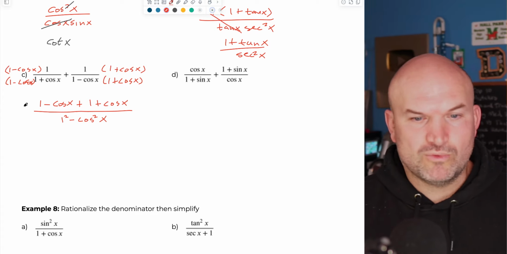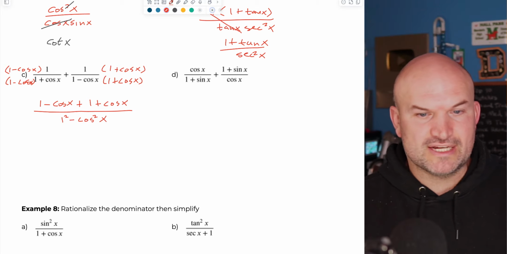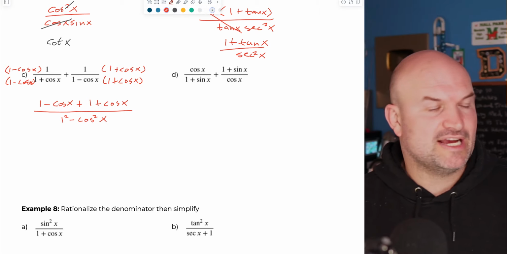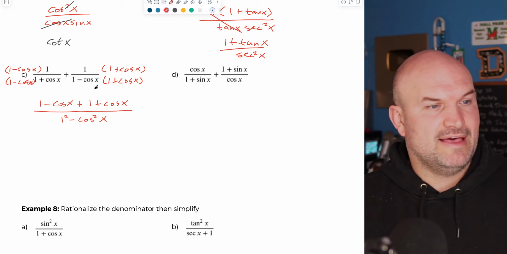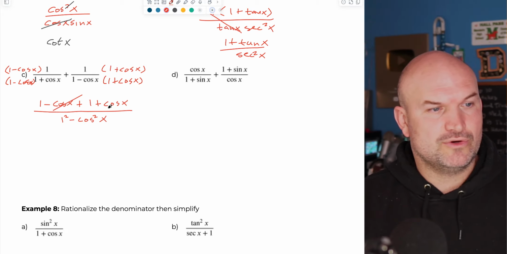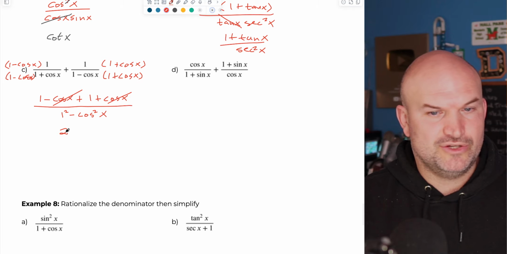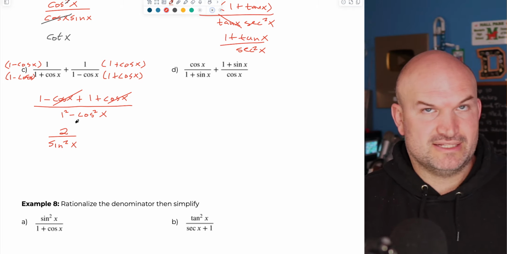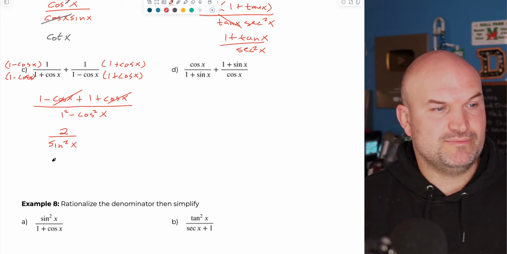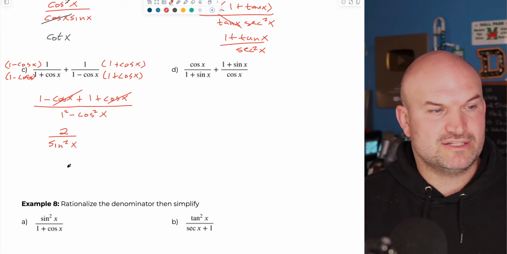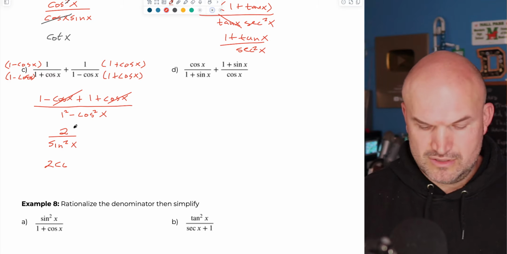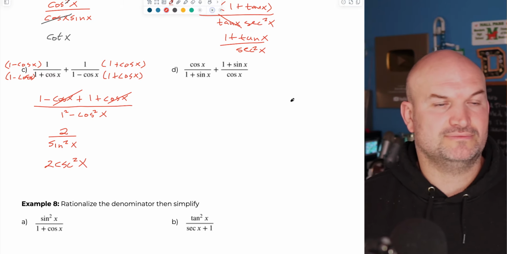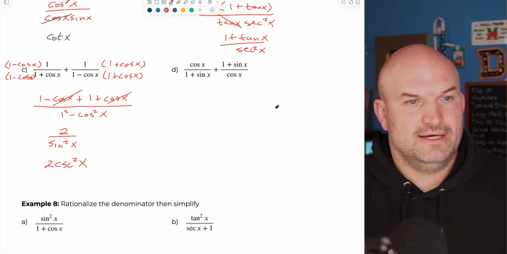But hopefully you recognize this 1 minus a cosine squared is going to give us the Pythagorean identity, which is going to be a sine squared. And then in my numerator, you can see that those are going to divide out. So this is going to give me a 2 over a sine squared of x, right? Because that's the Pythagorean identity. And then 1 over sine is going to be the cosecant. So my final answer is a 2 cosecant squared of x.